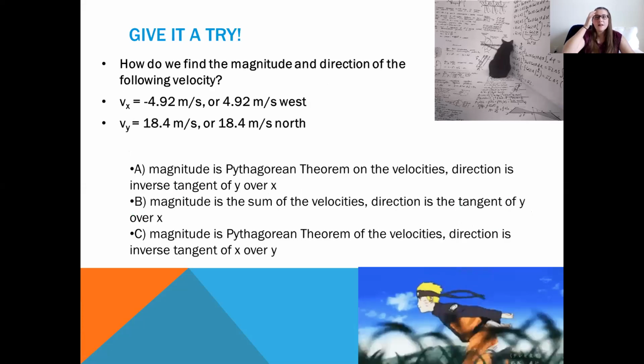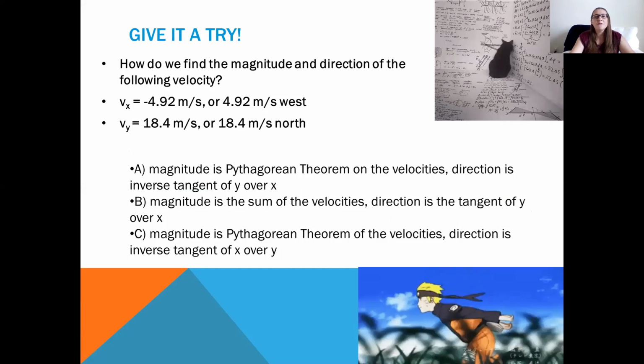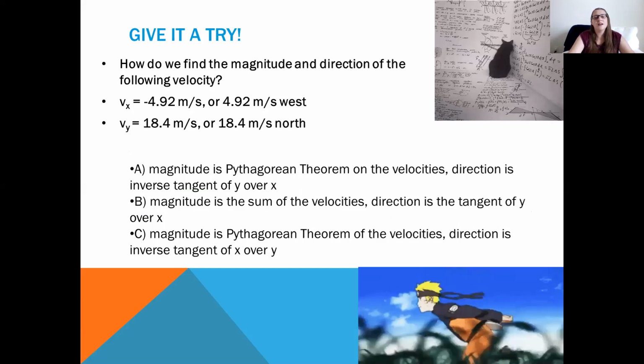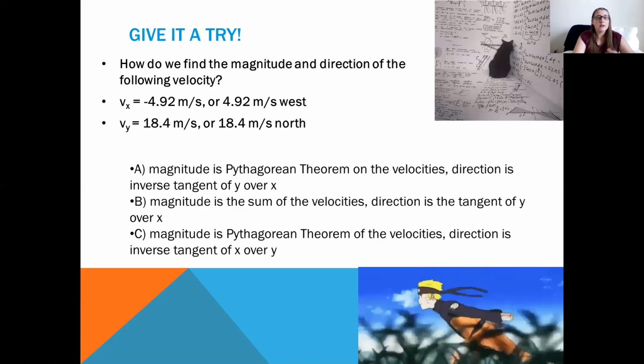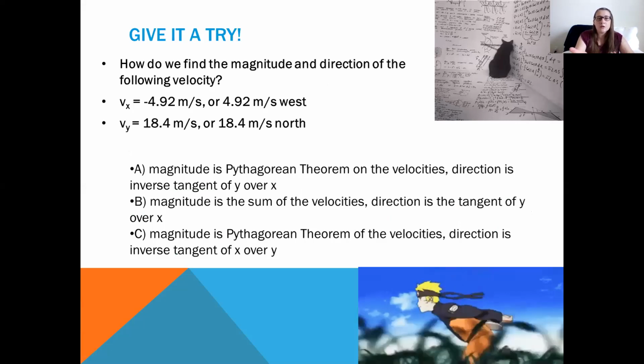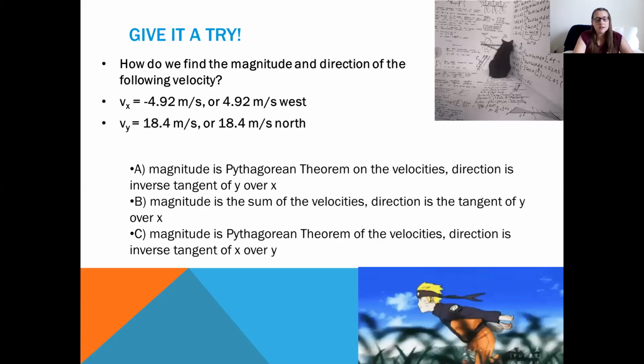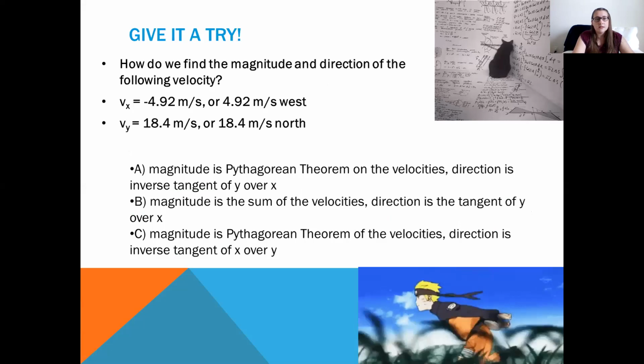Okay, another follow-up to the follow-up question. How do we find the magnitude and direction of the following velocity? So we have our x and y components there, and you can see I've written them out both ways. So Vx is negative 4.92 meters per second or 4.92 meters per second west. And same kind of deal with our y velocity. So how can we find the magnitude and direction of this velocity?